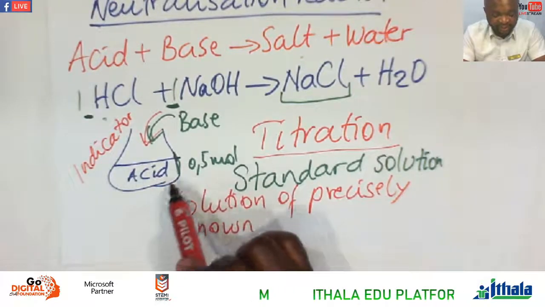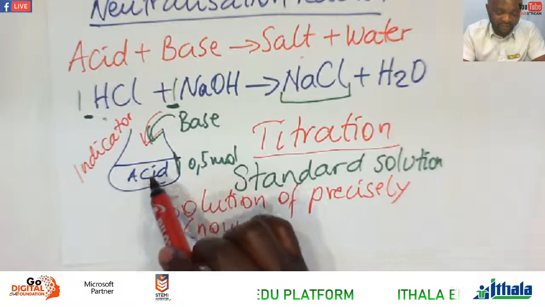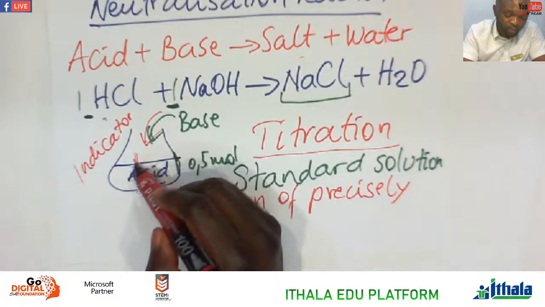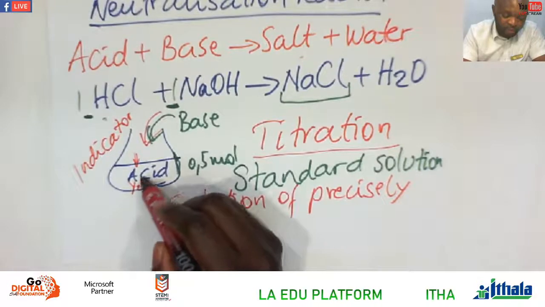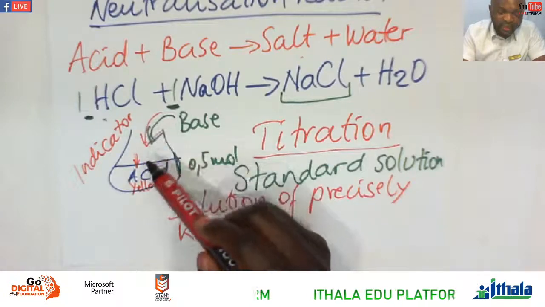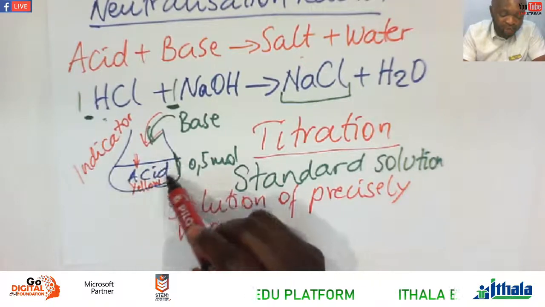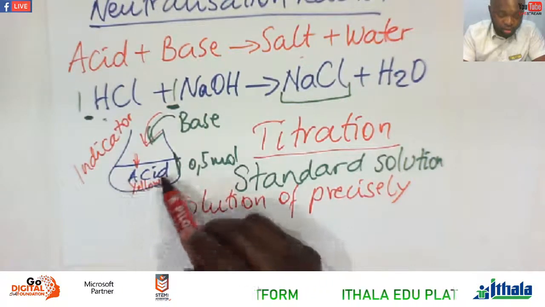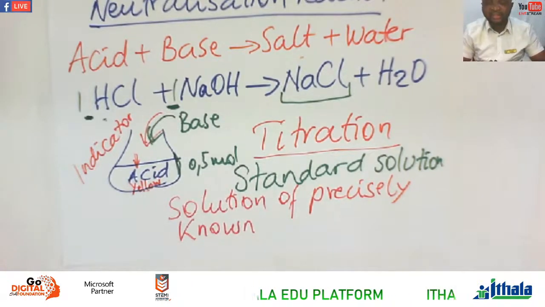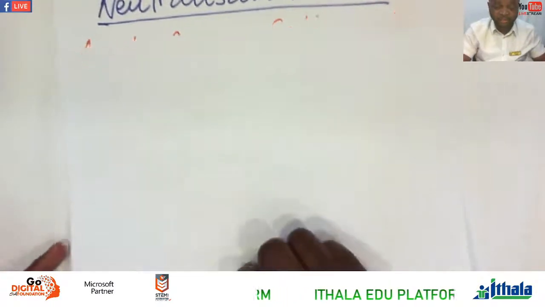Now, because you have an acid, bromothymol blue in an acid is what? It is yellow in an acid. So when you add bromothymol blue, your solution will turn yellow, right? Then you add the base. When do you stop? You only stop when the solution changes color. It means the indicator has changed color. And when the indicator changes color, we reach the point called the end point.